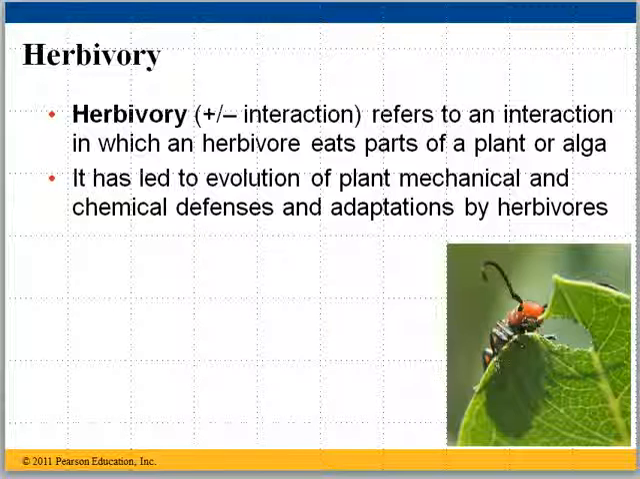It's led to the evolution of plant mechanical and chemical defenses and adaptations as well. So there's even an arms race between plants and animals.